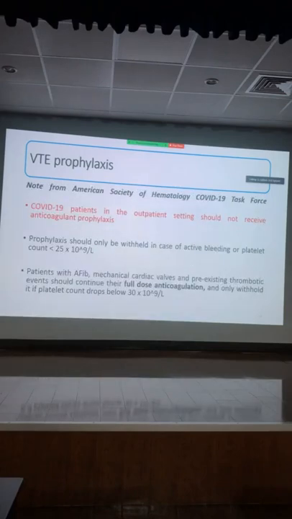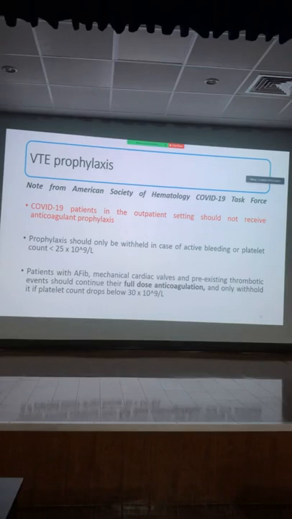VTE prophylaxis note from the American Society of Hematology COVID-19 Task Force: COVID-19 patients in the outpatient setting should not receive anticoagulant prophylaxis. We know why, because it is just an ambulatory patient. Prophylaxis should only be withheld in case of active bleeding or platelet count less than 25,000 per milliliter.